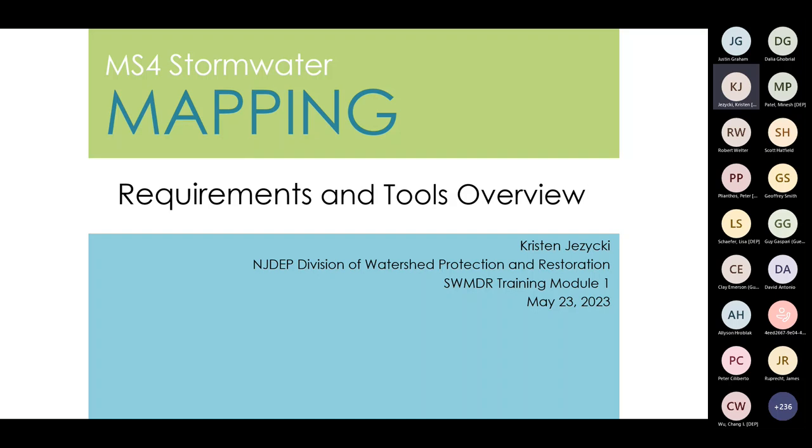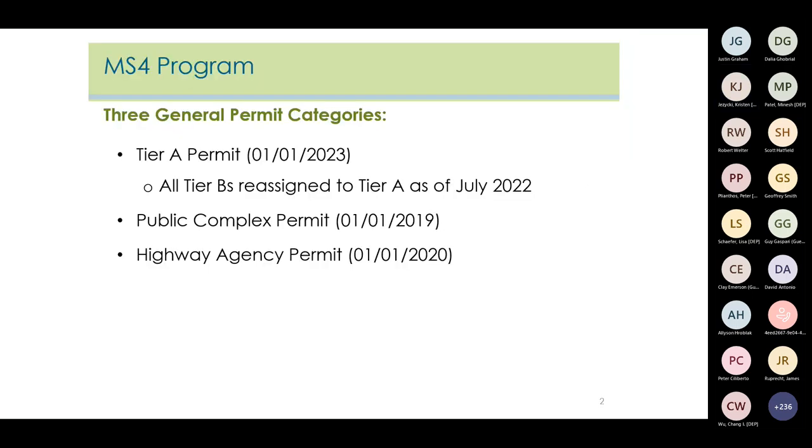Today, as Lisa said, I'll be speaking about the stormwater infrastructure mapping requirements of the MS4 permits and what kind of tools we've created here at the department to assist permittees in meeting those requirements. The Bureau of NJPDES Stormwater Permitting and Water Quality Management issues three separate stormwater general permits to public entities across the state. Those permits are the Tier A Municipal Permit, the Public Complex Permit, and the Highway Agency Permit.